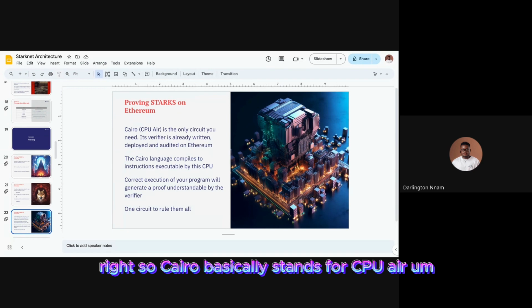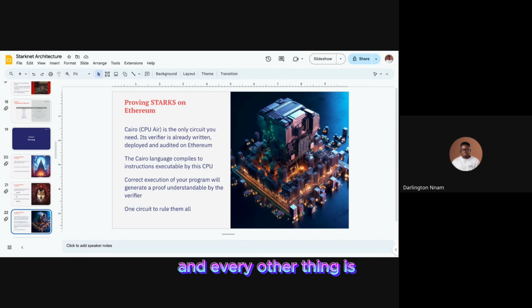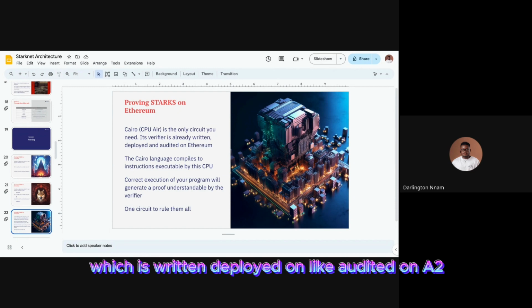So Cairo basically stands for CPU AIR. Horrible naming, I know, but it's basically the only circuit you need. It's the only thing you need, right? So you write your logic in Cairo, and everything else is handled for you behind the scenes. Cairo has a verifier which is already written, deployed, and audited on Ethereum, which is the verifier smart contract we talked about.